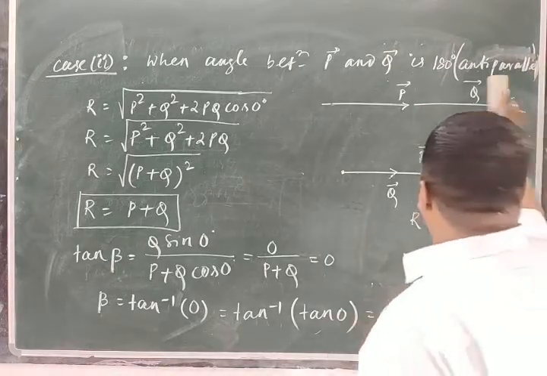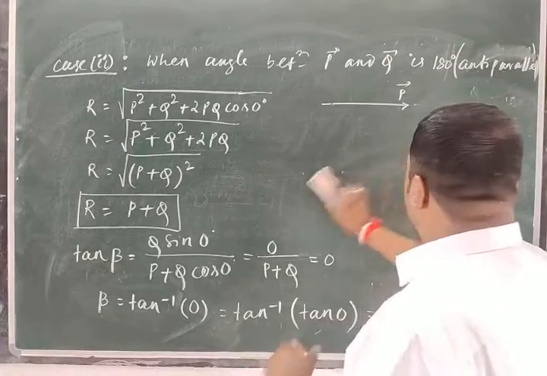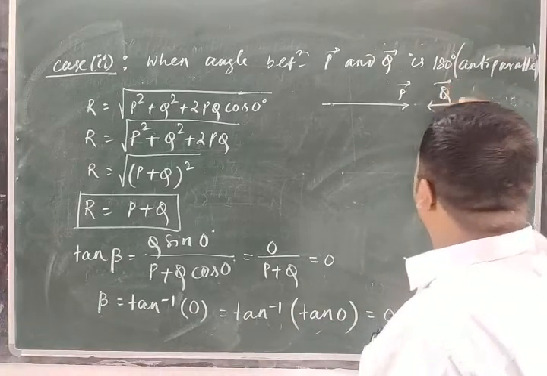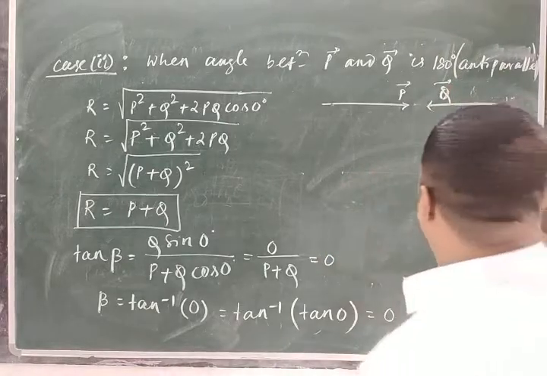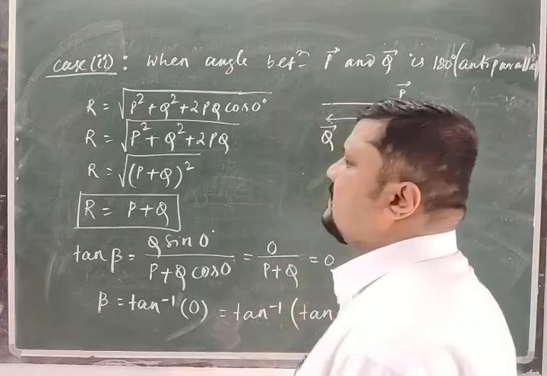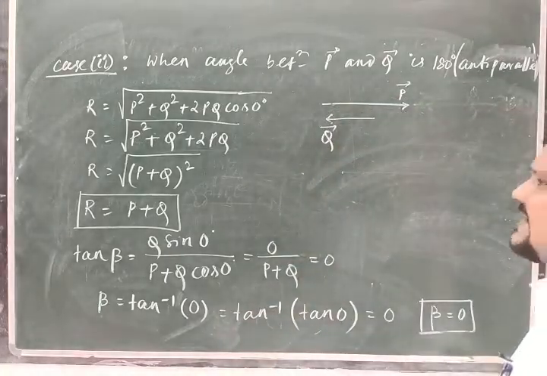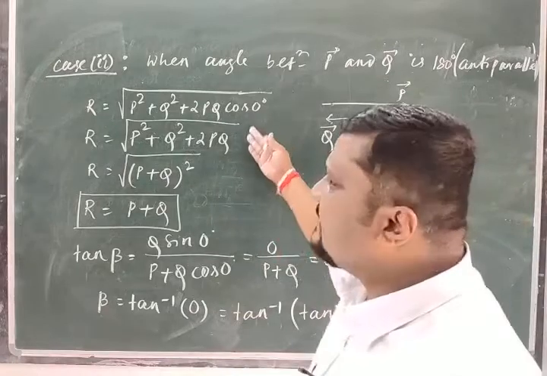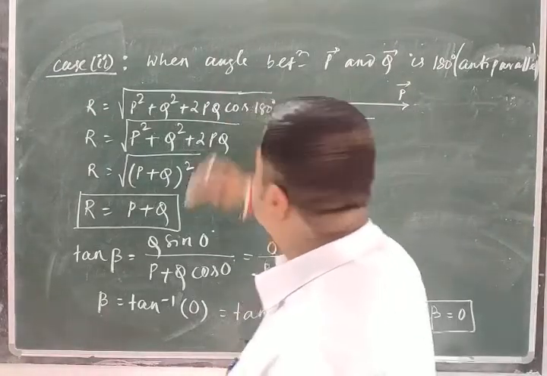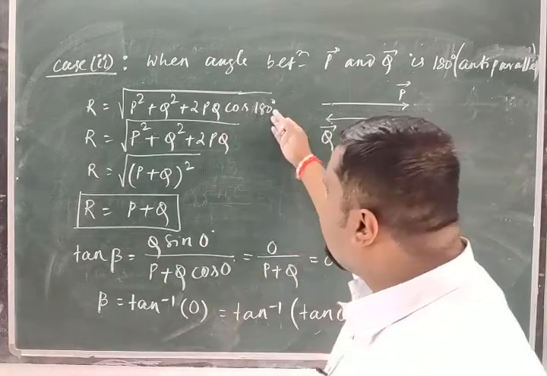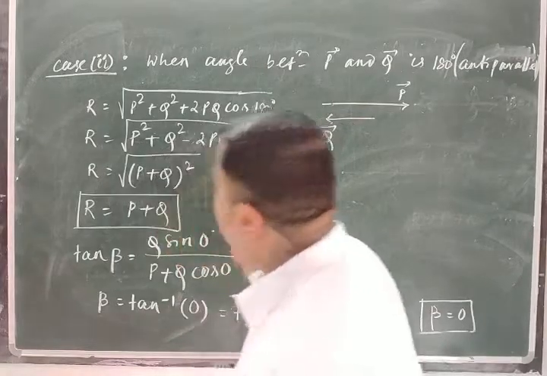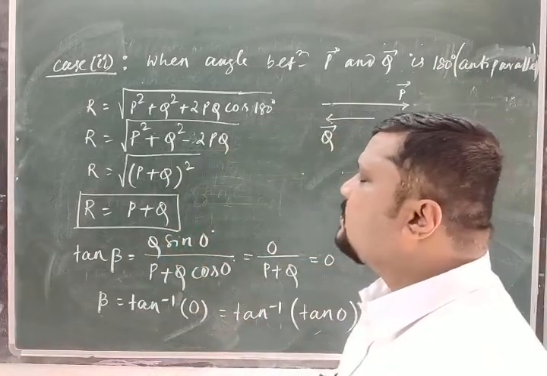Anti-parallel means what? If P is this one, then Q is this. They are anti-parallel, or I can show Q like this. Both are acting in opposite directions. So what will we do here? The simple derivation is there. In case 2, I replace this 0 by 180. What is the value of cos 180? That is minus 1. So we get P square plus Q square minus 2PQ.